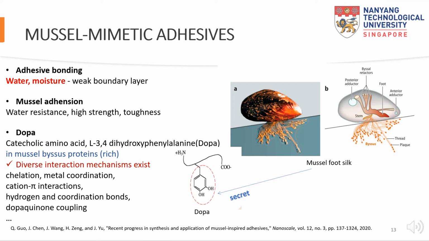its foot filaments as shown here, which are enriched with dopa. This protein has the advantages of water resistance, high strength, and excellent toughness. As shown in this formula, the catechol groups in dopa provide superior underwater adhesion, and diverse interaction mechanisms can also be created by dopa with its surroundings, such as hydrogen bonding, metal coordination, and cation-pi interaction, and so on. Therefore, it is important to mimic the underwater adhesion mechanism of mussels.